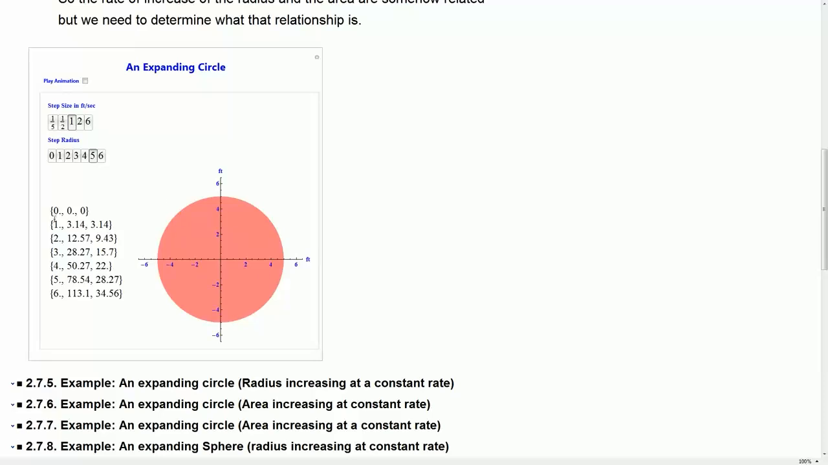So it's not just, okay, you double the radius, you double the area. That's not what's happening here. As we increase that radius or double it, the area is going up, but it's not doubling. But there is some relationship here. That's what we're going to be trying to do: figure out how this area and this radius are related to each other, and then figure out instantaneous rates of change.